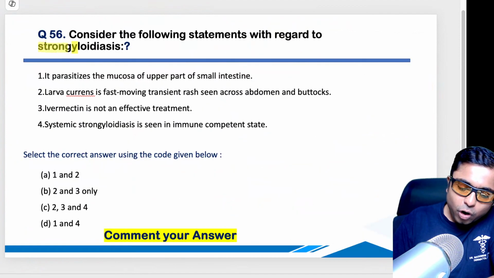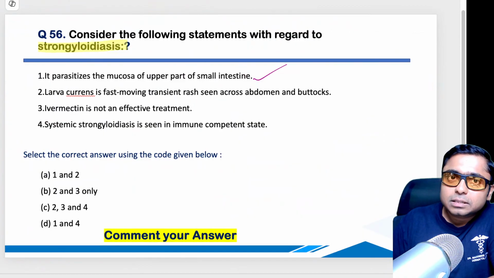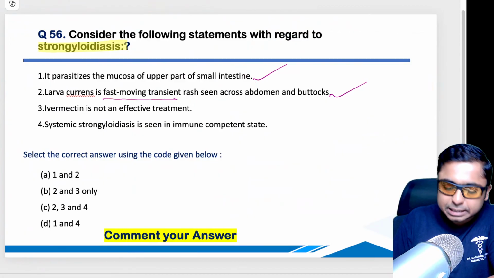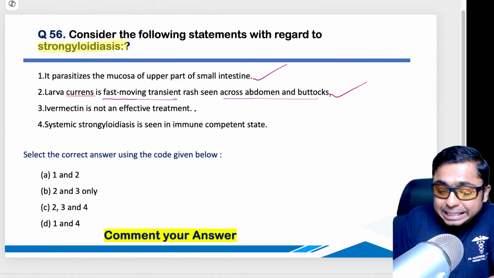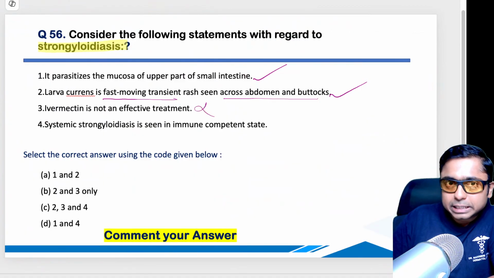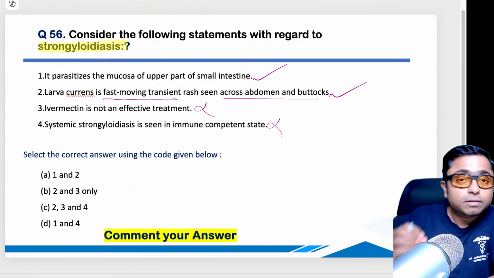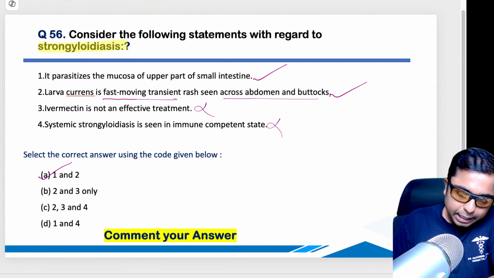Next is this question on strongyloidiasis. Please remember, Strongyloides stercoralis parasitizes the upper small intestine, the duodenum and jejunum, and it presents with a fast moving transient rash which can be seen over the body. Both are absolutely correct statements. Ivermectin is the drug of choice for this condition, so C is wrong. Systemic strongyloidosis is seen in immunosuppressed individuals, so option D is also wrong. That is, the fourth statement is also wrong. So the answer is A, 1 and 2 are correct.